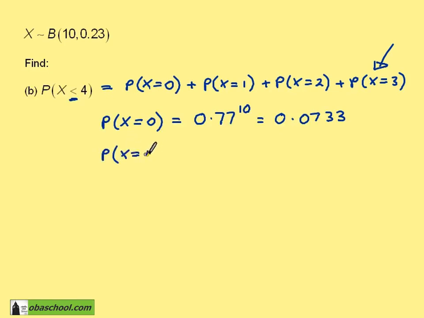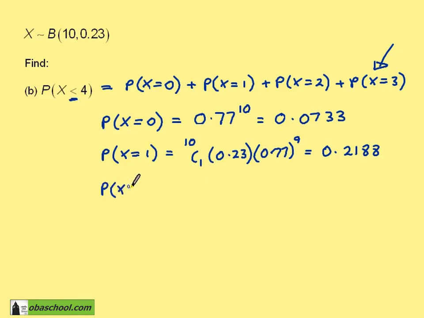The probability of x being 1 is going to be 10C1. We have 1 success, 0.23 to the power 1, and 9 failures. If we calculate this, we get 0.2188.